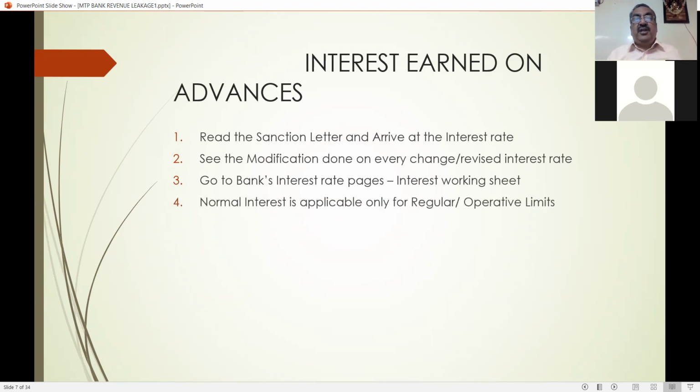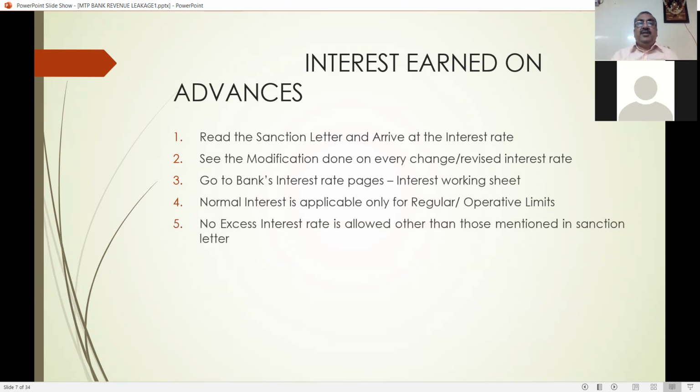And normal interest rate is applicable for regular and operative accounts. So if the limit is regular and the limit is operative correctly, then the normal interest rate has to be charged by the bankers. And no excess interest rate is allowed other than those mentioned in the sanction letter.